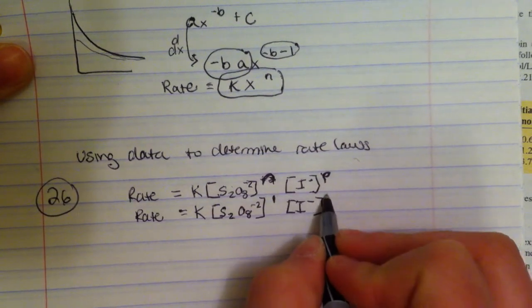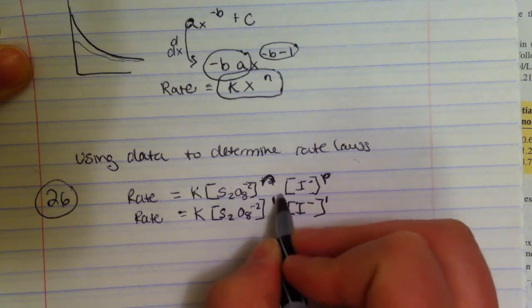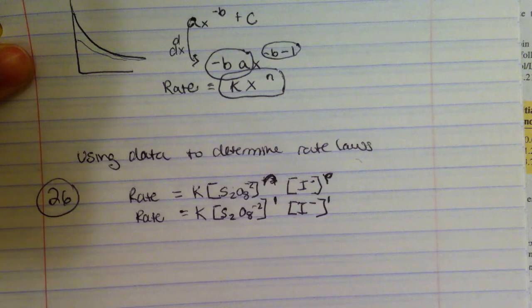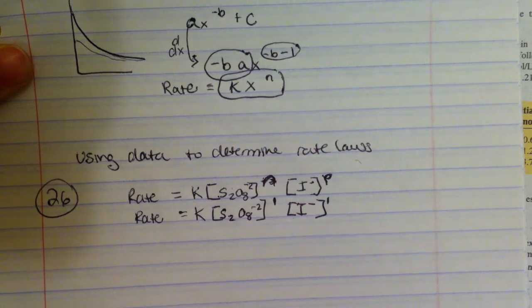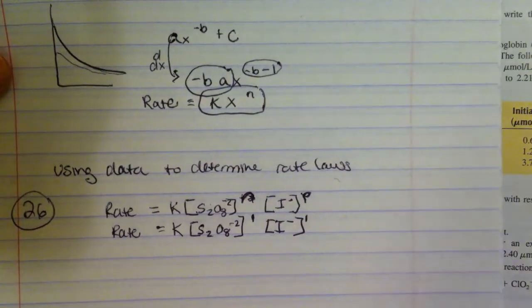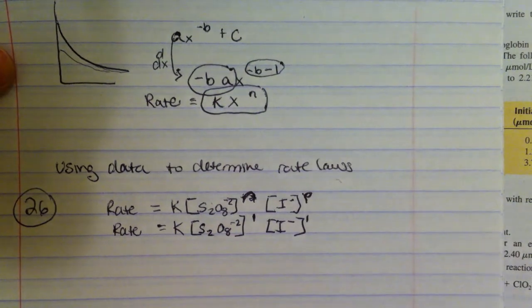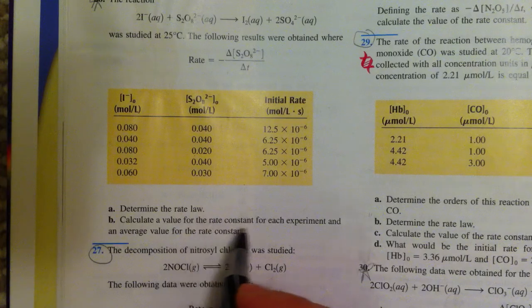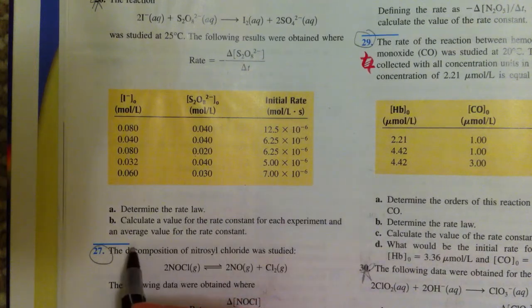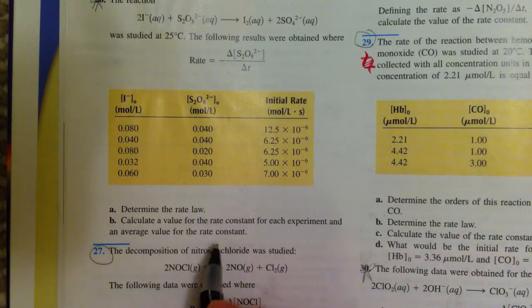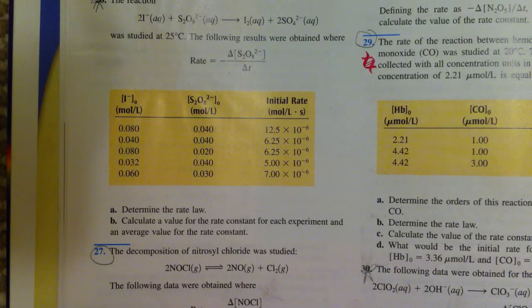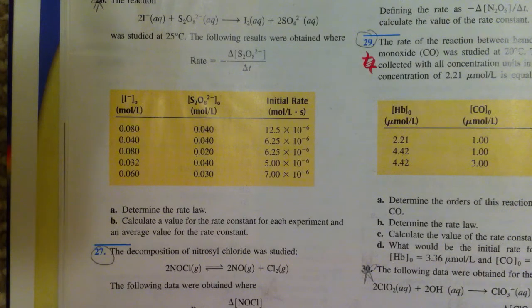Now I want to remind you, we haven't talked about why these numbers are 1. All we're doing now is using data to figure out these numbers. We don't really know yet what the order of the reaction means, but you can still do these problems without knowing it. The second question says, calculate the value of the rate constant for each experiment and an average for the rate constant. Okay, seems like a big waste of time to me just looking at it, because we're going to get the same number for each one.